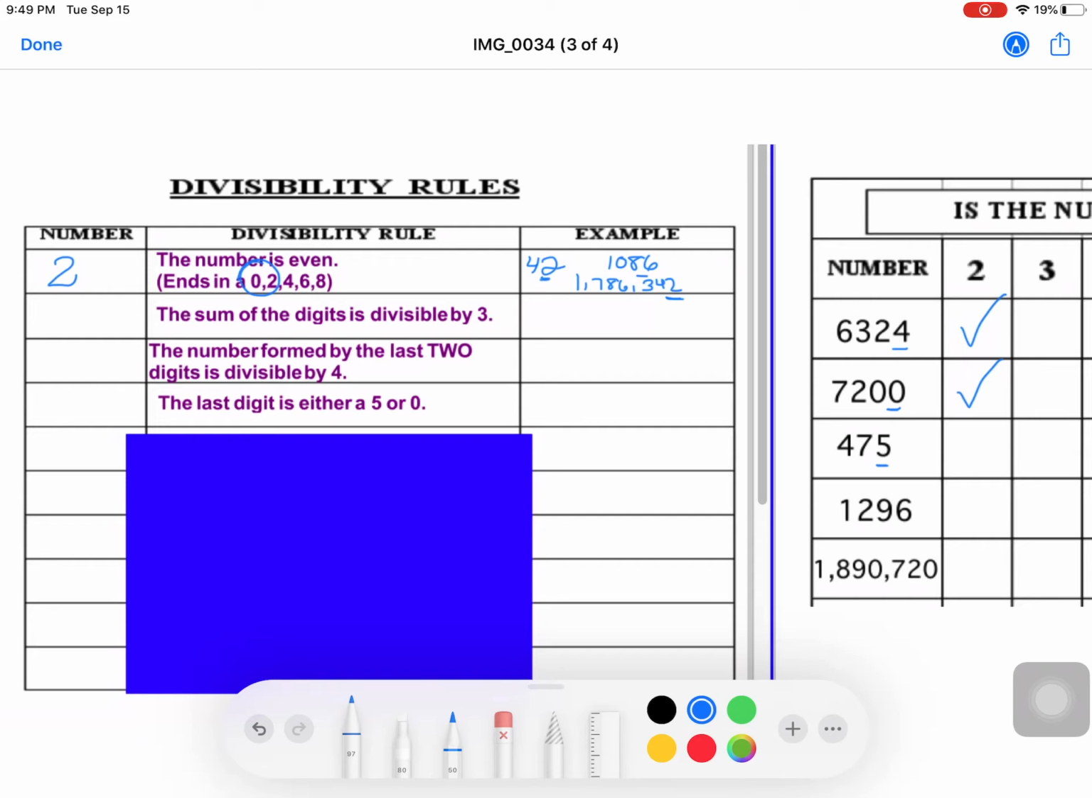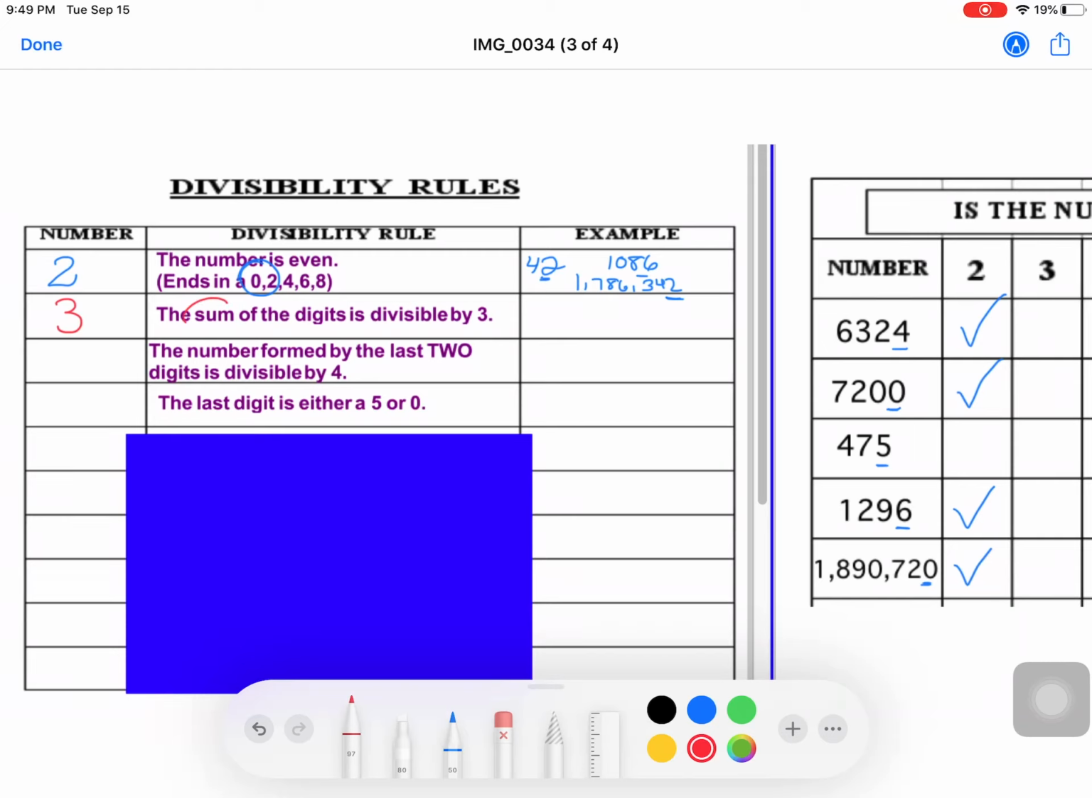So I'm just going to leave it blank at this point. If we're thinking ahead to the next two, it ends in a 6, which is even, and another one that ends in 0, which is even. So those four numbers are divisible by 2, meaning if I divided them by 2, I get a nice even number to work with. Now the next number on our list is learning the divisibility rule for 3.